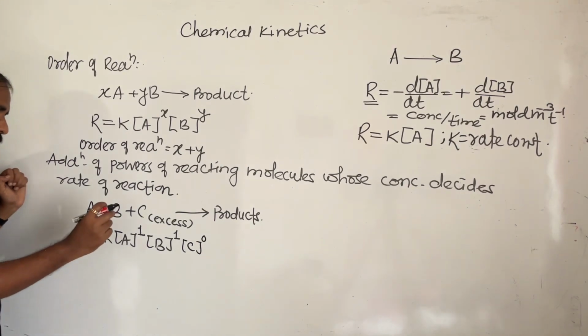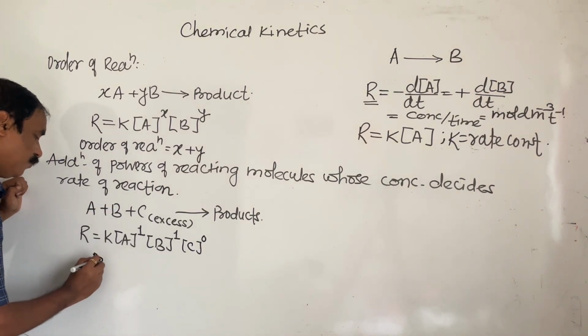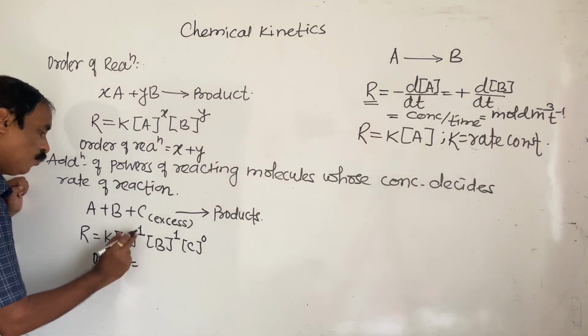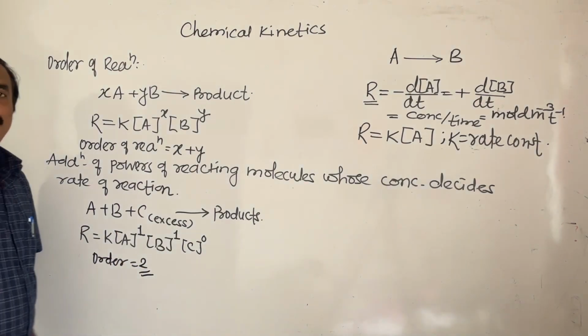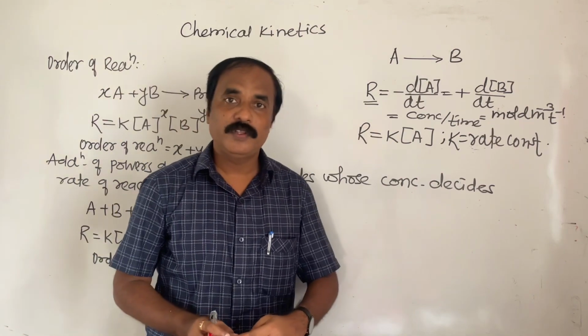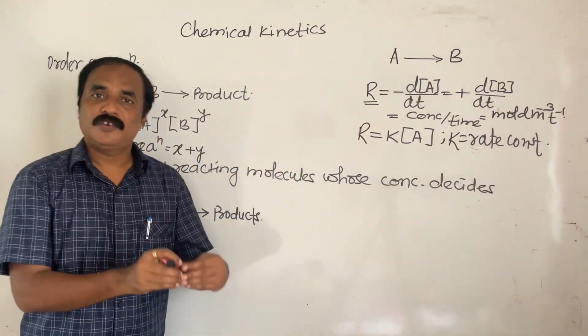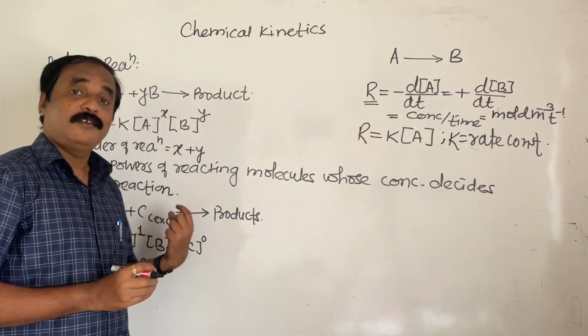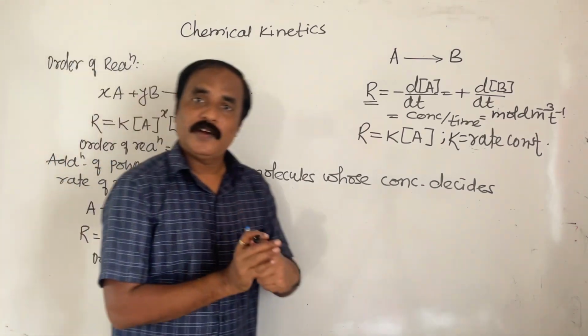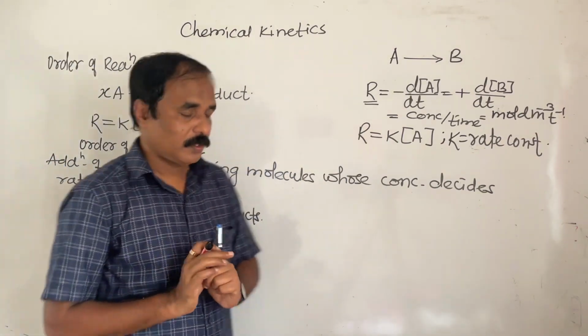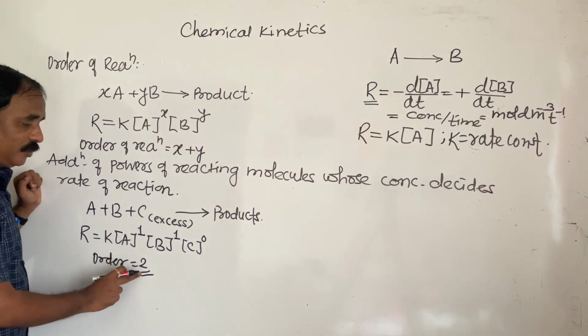So what is the order of reaction? Your order of reaction is equal to 1 plus 1 plus 0, that is, a second order reaction, because C is in excess, and we know that rate of reaction does not depend on the concentration of that reactant which is in excess. जो excess में होता है वो rate of reaction decide नहीं कर सकता. So what is the order of reaction in 2?